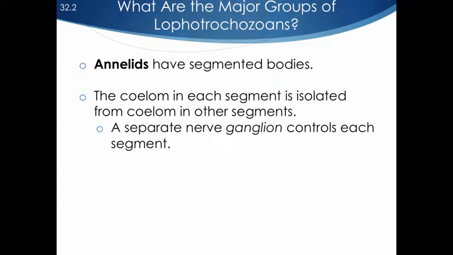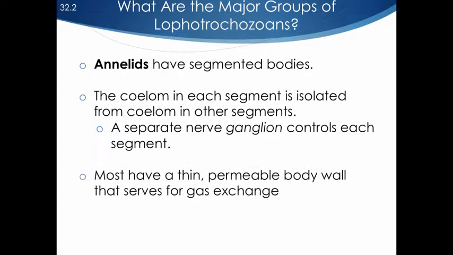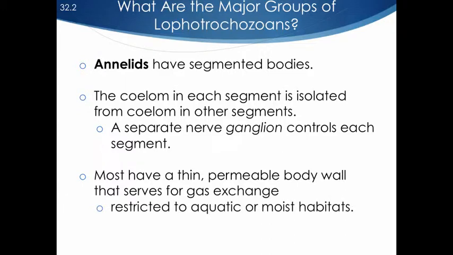So basically, if you think about one of those buses that are actually like a couple different buses put together, each part is segmented. Each part has a different door. Each part has a different seating. Each part has everything differently, except they're one long bus. So most have a thin, permeable body wall that serves for gas exchange, but it's restricted to aquatic or moist habitats.